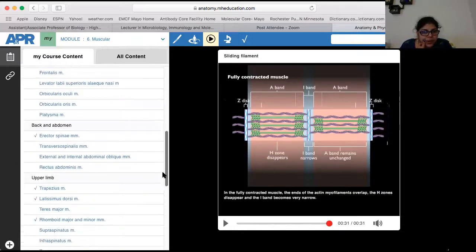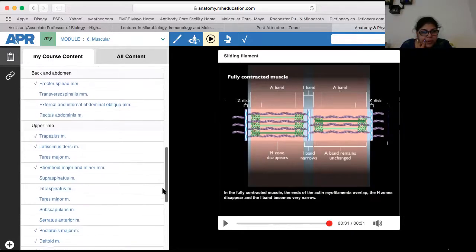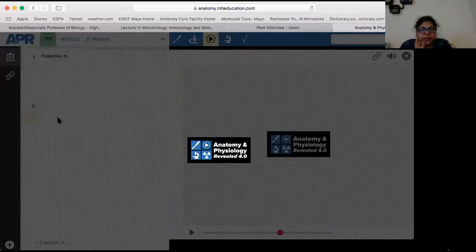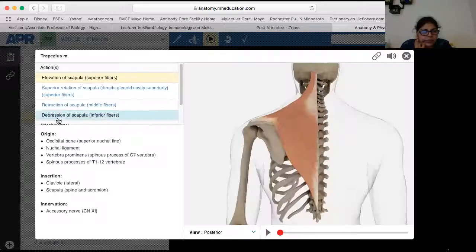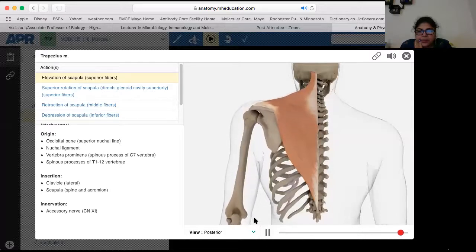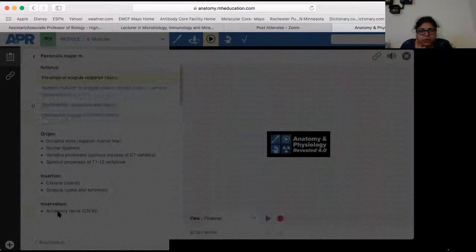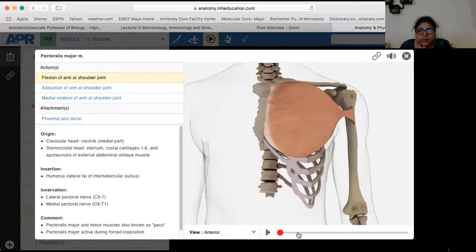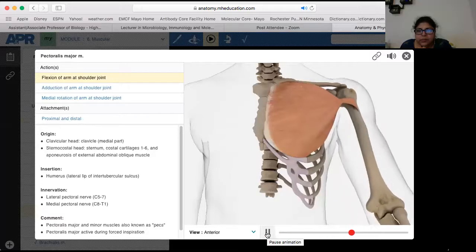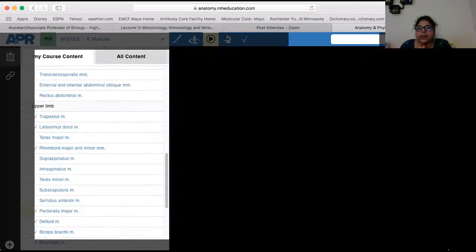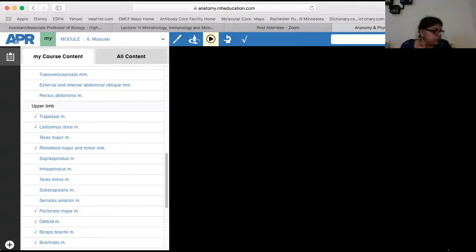So let me give one example, say, your trapezius muscle. So that's just your muscle movement, right? Or your pectoralis major. So like that. Yeah. So now what I'm going to do is the last bit of your thing.